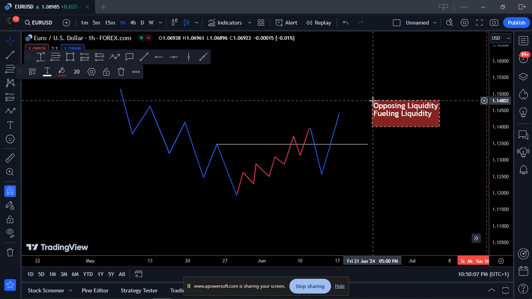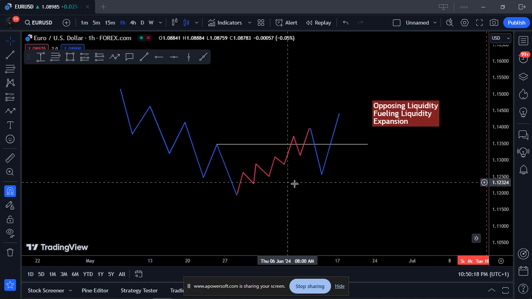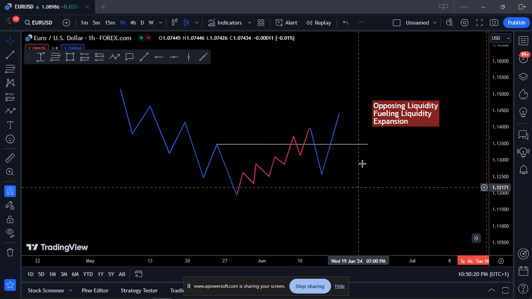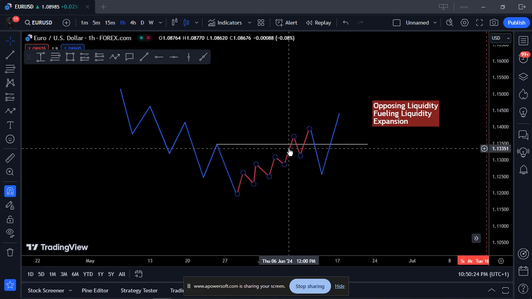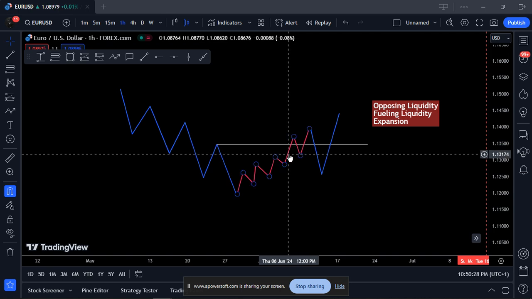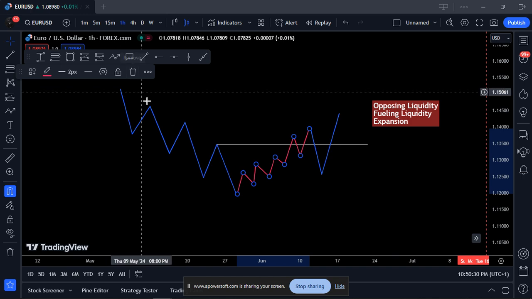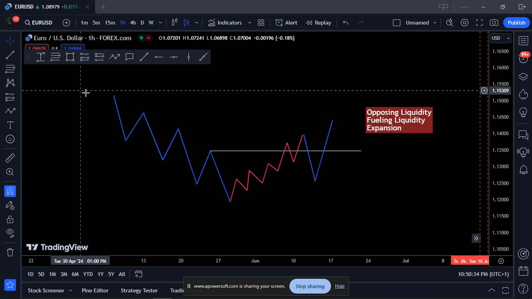Expansion. This is a popular word we know. Opposing liquidity, fueling liquidity, then expansion. You see, this is what we're looking for. Now, mind you, this is not the only way phase one can appear. Phase one can come. Okay, let's copy this.